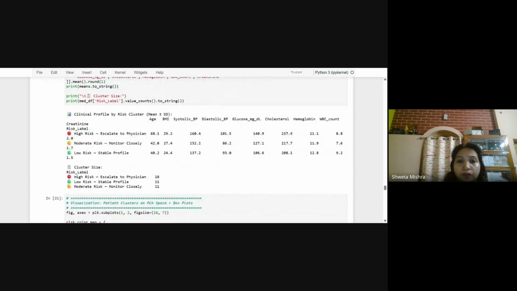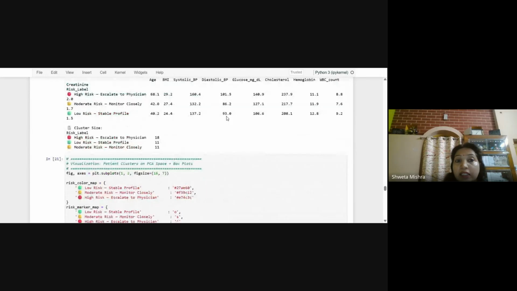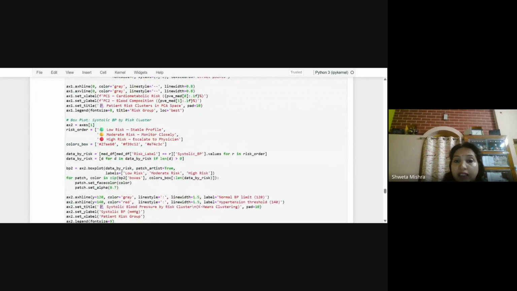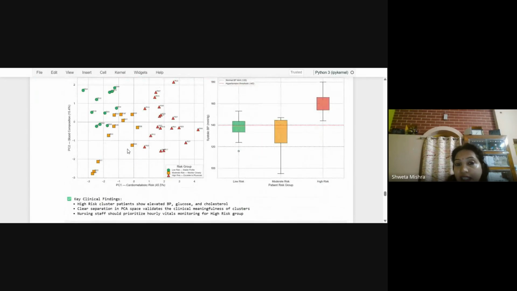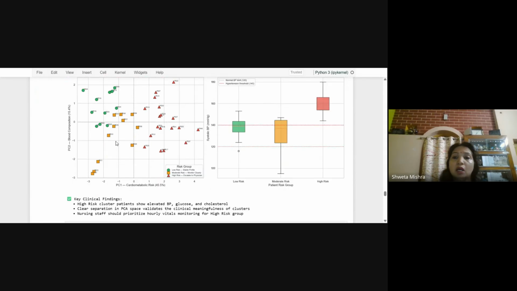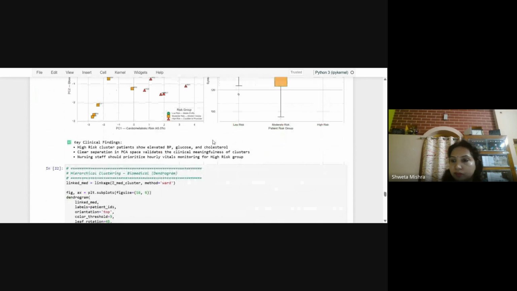Now here we are counting how many patients are at higher risk, 18, how many patients at low risk, 11, and how many at moderate risk, 11. So based on that clustering, we have clustered into different groups. The groups are green for low risk, red for high risk, and this one is for the moderate risk.